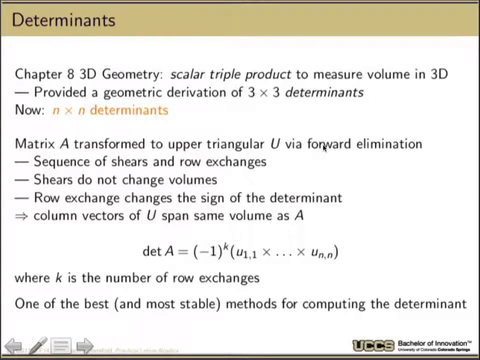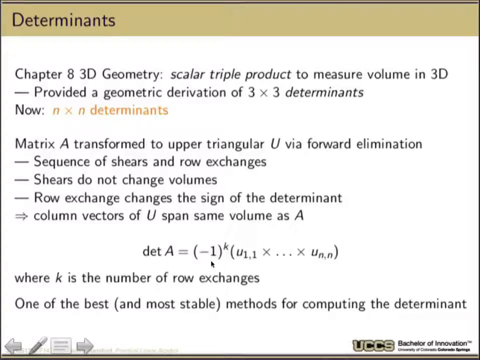Just coming back to relate a few things from the chapter in terms of determinants. So we already saw in 3D the triple scalar product. We talked about the more general form of n by n determinants. There's lots of ways you can do it. You can talk about cofactor expansions and whatever. I strongly recommend you don't worry too much about them. If you ever need to compute them, you'd want to actually compute them in terms of looking at A transformed to upper triangular form by Gauss elimination. Those sequences of shears and row exchanges don't change volume. Shears don't change volume. Row exchanges change the sign, so it depends on how many of those you do.